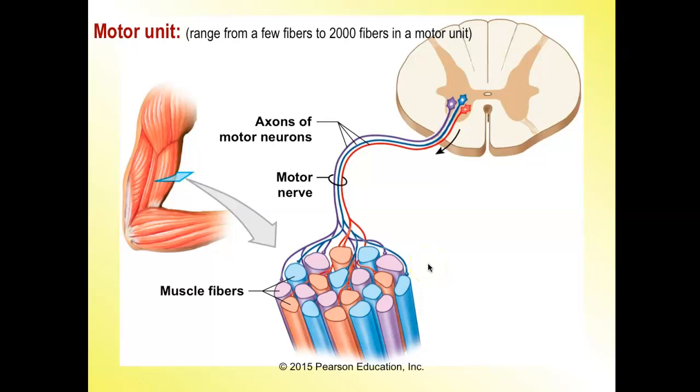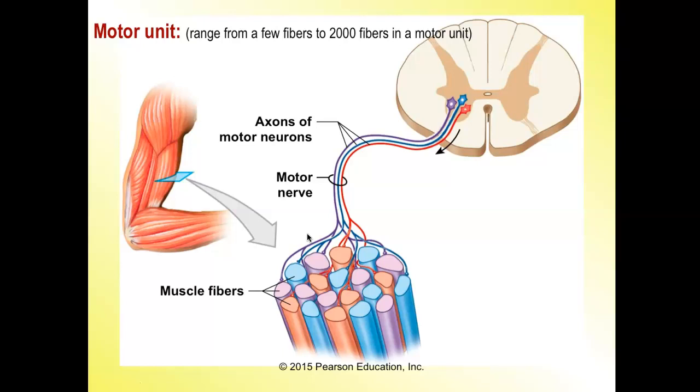So this comes to the idea of recruitment. When you lift something up, let's just pretend you're lifting up a pencil, right? Imagine doing a bicep curl with a pencil. How much muscle strength do you need to pick up that pencil? Very, very little. So maybe one motor unit is firing, maybe just the purple. You only need to fire a few muscle fibers in order to pick up that pencil, right?